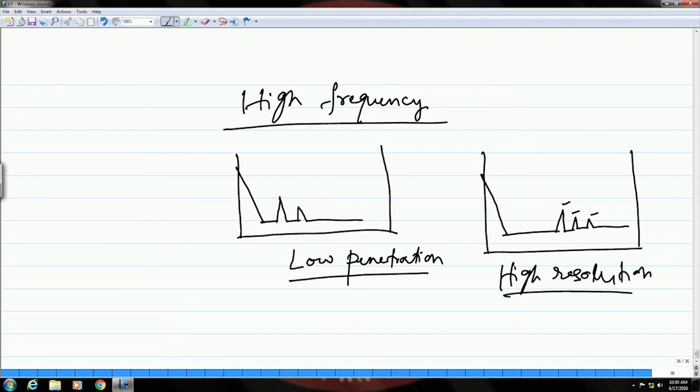So, that also tells you that when you want to do a closed surface analysis by ultrasonic testing, then you should go for high frequency, because as I said, in this case the penetration will be lower. So, your waves will be very close to the surface.